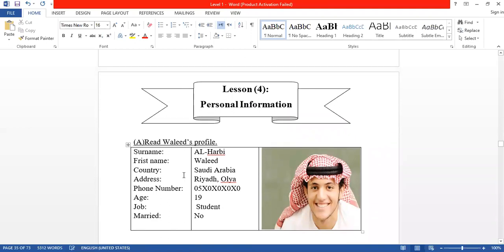Now we are going to lesson four. Lesson four, here we have personal information. What do we mean by personal information? Personal, it means special or private. Belonging to a particular person rather than to anyone else.